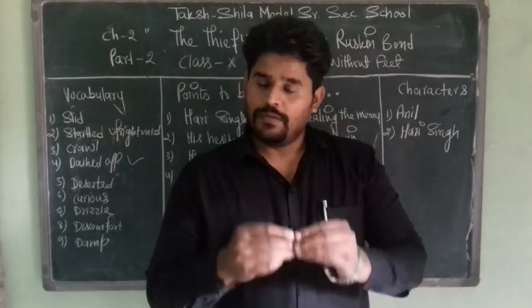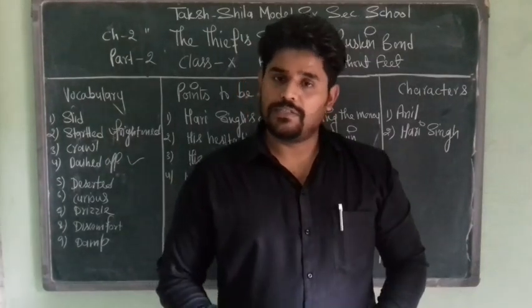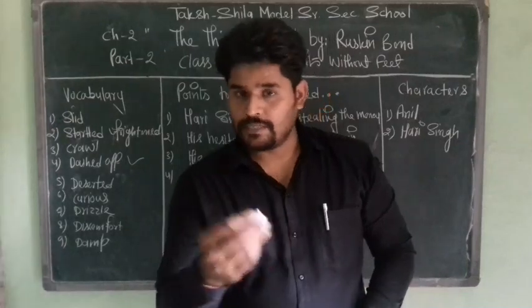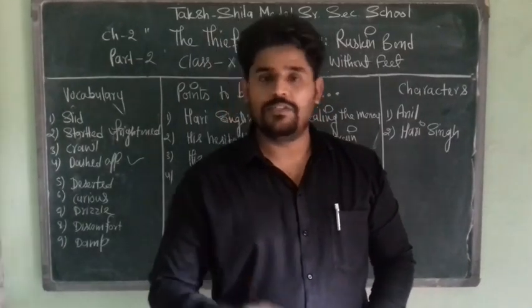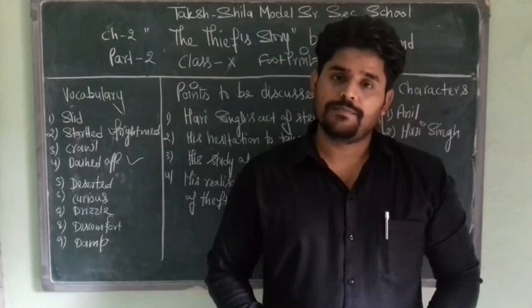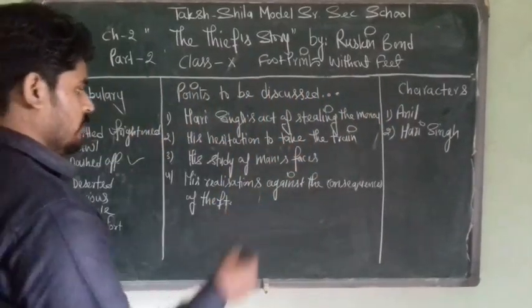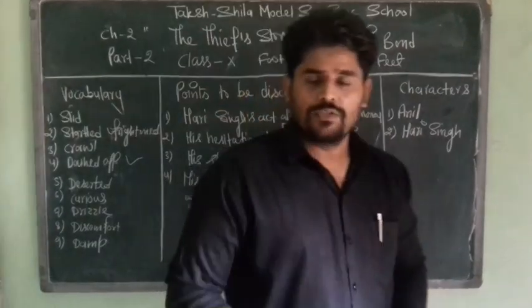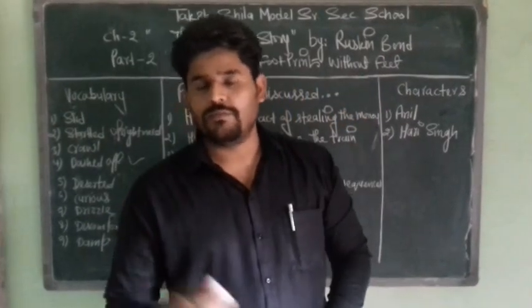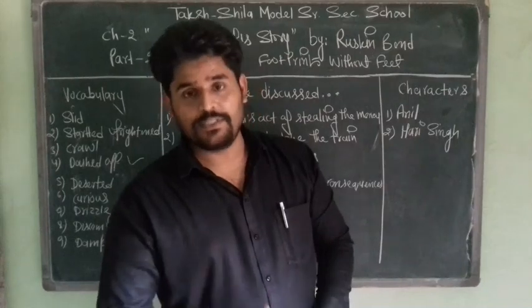But there is something that stops him. There is something that forces him not to take the train. And what is this? So here we come over to the explanation of point number 2, his hesitation to take the train. So students, what is it that stops him from taking the train? There is something.